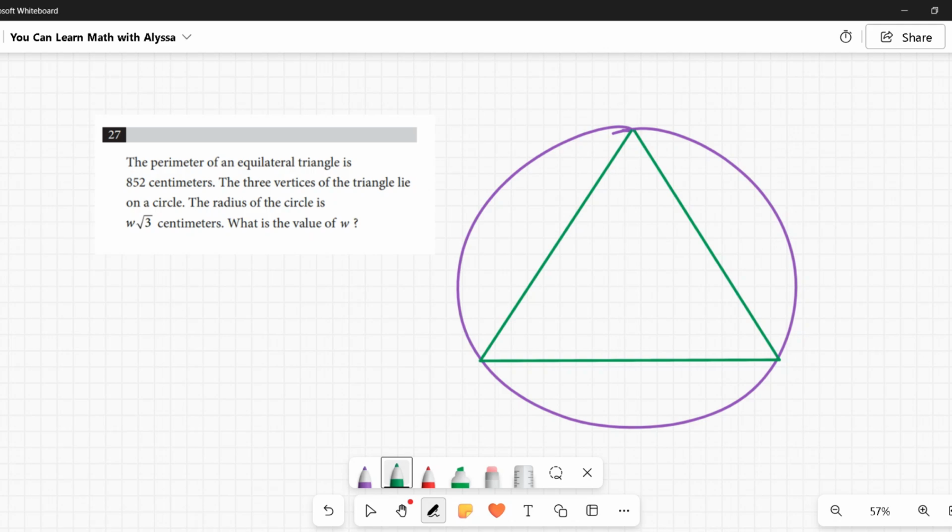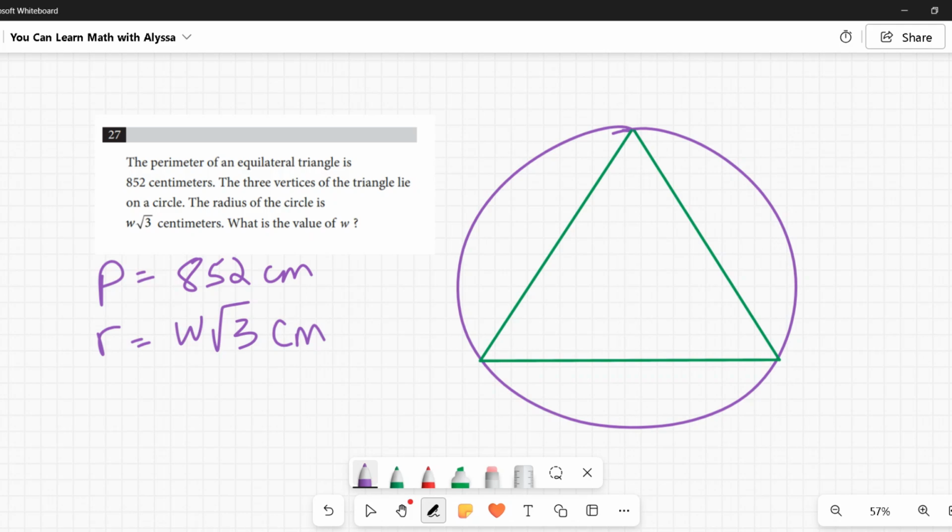Right, so the three vertices lie on the circle. And what are we given? We are given the perimeter of the triangle. We know that that's 852 centimeters. And we know the radius of the circle is w square root of 3 centimeters also.